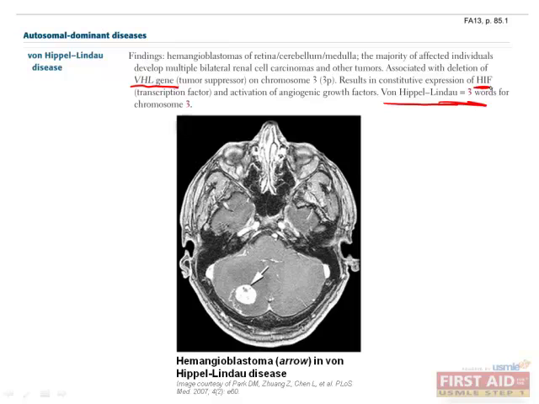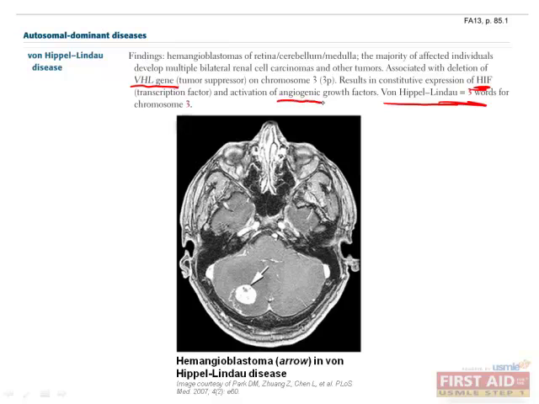The most important target of this gene is HIF, or hypoxia-inducible factor. As its name suggests, HIF is induced by hypoxia. So what do you think a tissue might do in response to hypoxia? Make new blood vessels to supply oxygen, which is called angiogenesis.